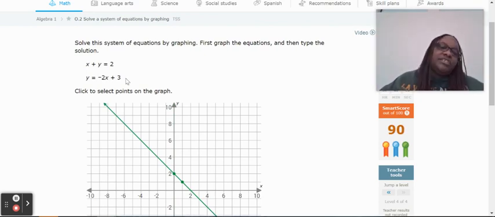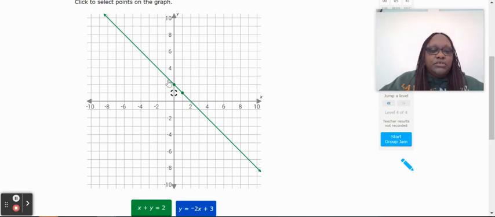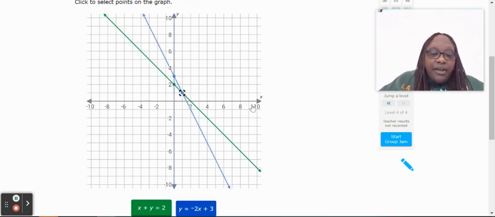Now the second equation is in slope-intercept form already. So let me go there. So you start at 3, and then I go down 2 since it's a negative 2. 1, 2, and then 1 to the right. And the equations touch each other at positive 1, positive 1. When x is 1 and y is 1.